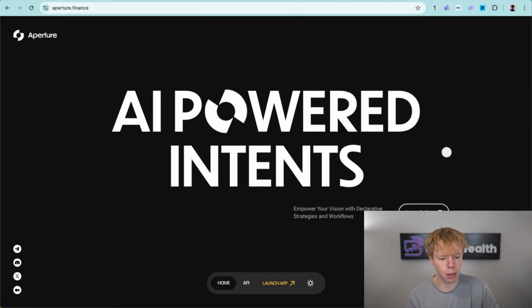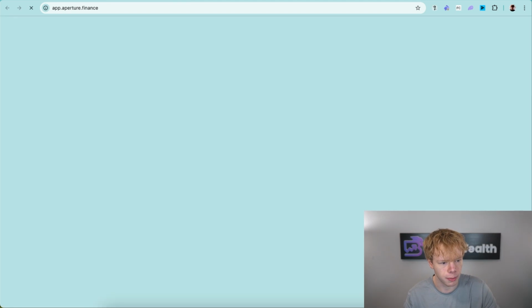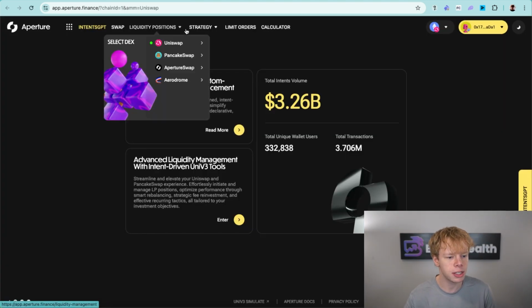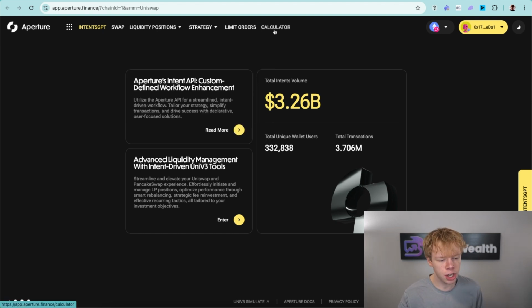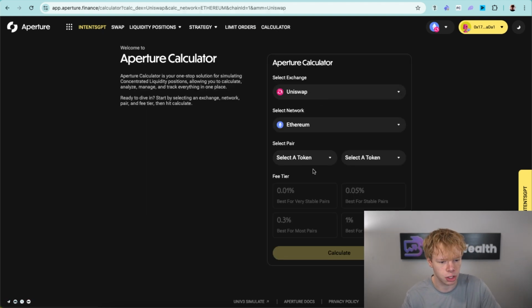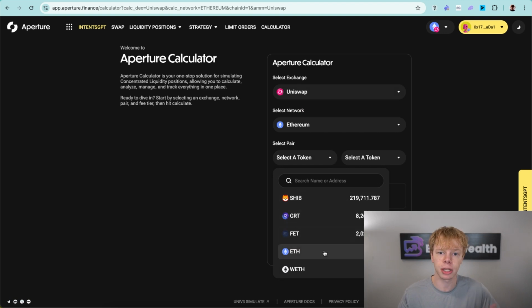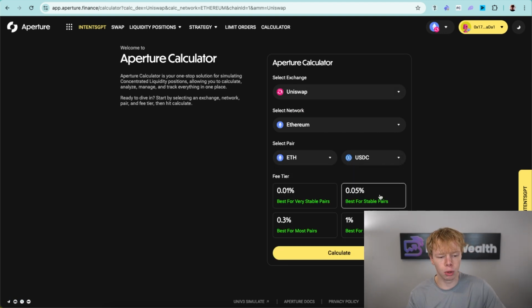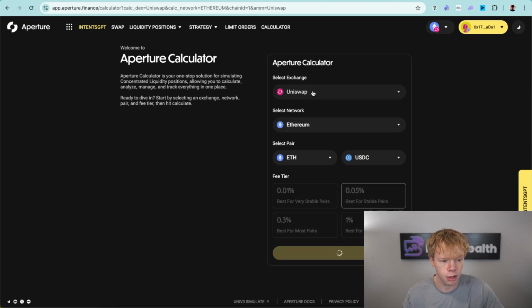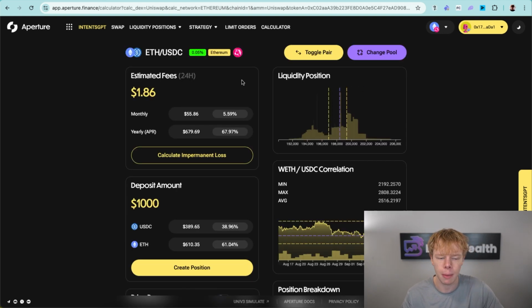Aperture Finance is a composable automation tool for Uniswap V3s. So they allow you to execute rebalances as well as create automations on your concentrated liquidity positions for Uniswap, PancakeSwap, and Aerodrome. Now they just recently released a calculator function over here, which is a fork of something known as Uniswap Fish, which used to be a pretty big protocol back in the day. And I'm going to go ahead and pull up Ethereum to USDC on Uniswap Ethereum network on the Aperture calculator. Now currently Aperture only does support Uniswap as well as PancakeSwap.